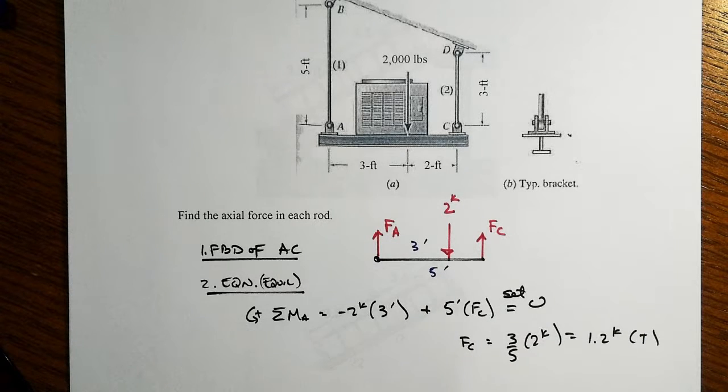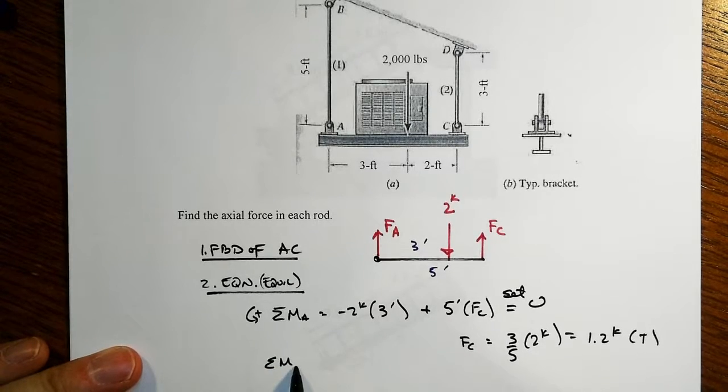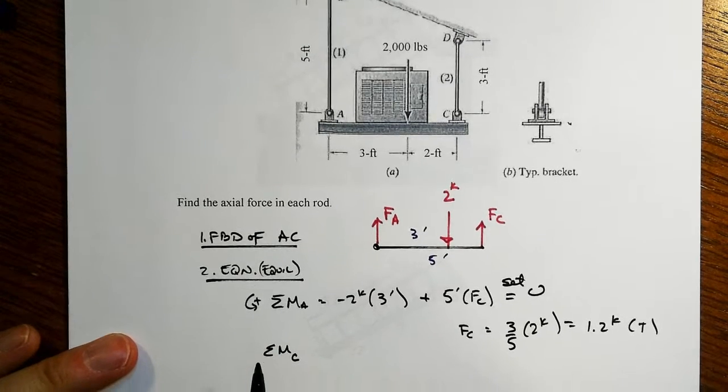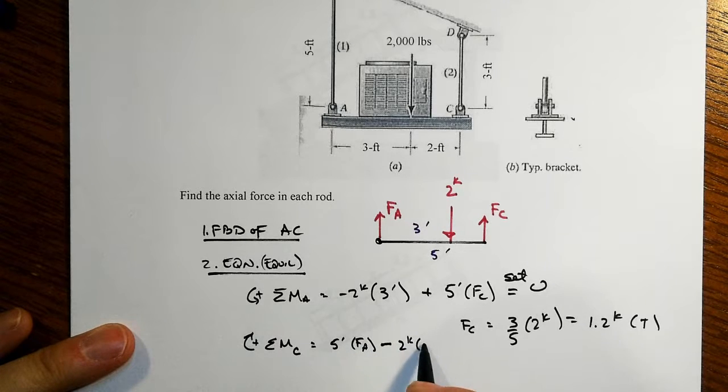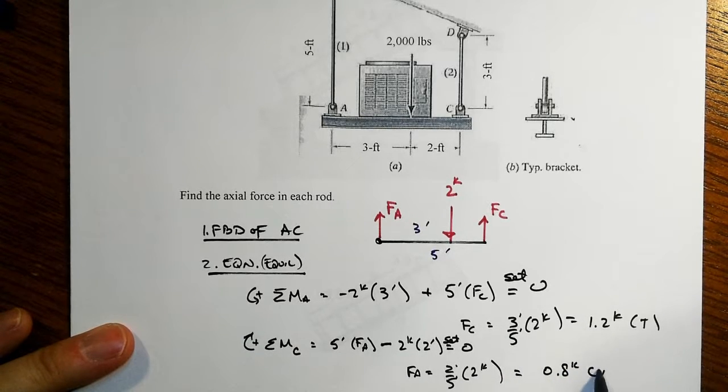It's pulling away from the free body. We'll do the same thing independently about point C, rather than using sums of forces. I'm going to take clockwise positive this time, and we'll have 5 feet times our unknown F_A minus 2 kips times 2 feet, and set that equal to 0. And notice now F_A will be equal to 2/5 of the 2 kips, right? Feet over feet, just like here we have feet over feet. And so that's just going to be equal to 0.8 kips, also tension.